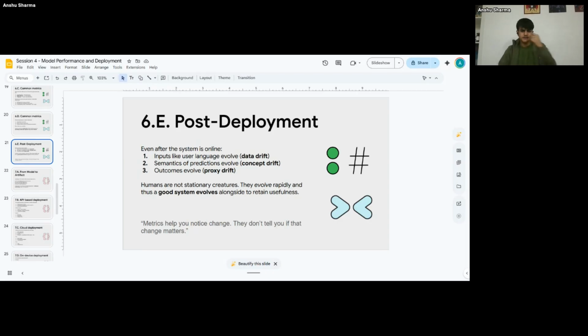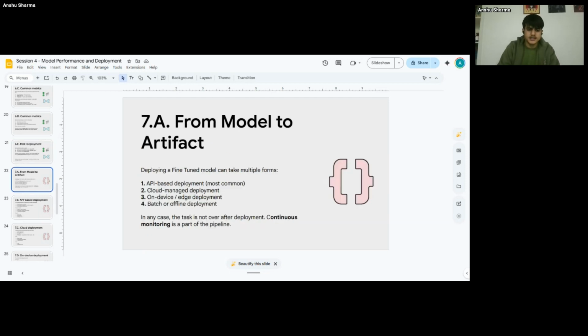So these are three types of drift, and these are post deployment metrics, and these are known as post deployment metrics because these occur after the model has been deployed. So there's data drift, there's concept drift, and there's proxy drift, right? And the line here is that humans are not stationary creatures. We evolve rapidly, and therefore a good system evolves alongside to retain usefulness. So to make sure that a system even after deployment is useful, we need to evolve the system, right? So that's about that.